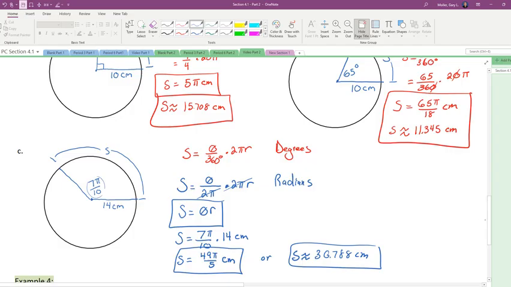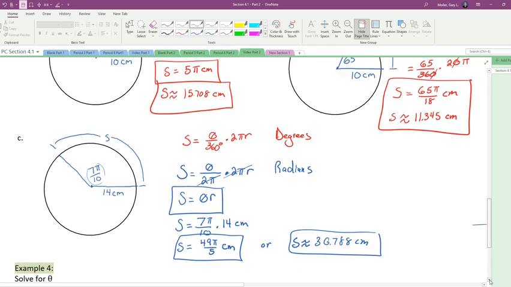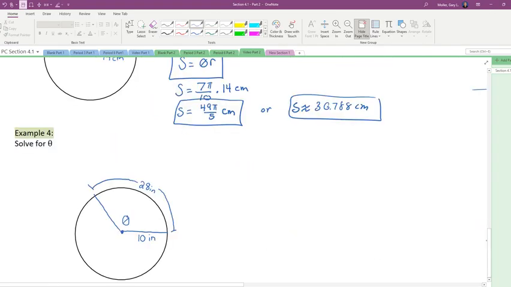All right, and the last thing we're going to do here is just do the same problem, but now in reverse. So given a situation where we know the arc length and we know the radius, what is the angle? So we're going to do this in terms of radians, and maybe we'll take a second and do it in terms of degrees to show you how much easier one is than the other.